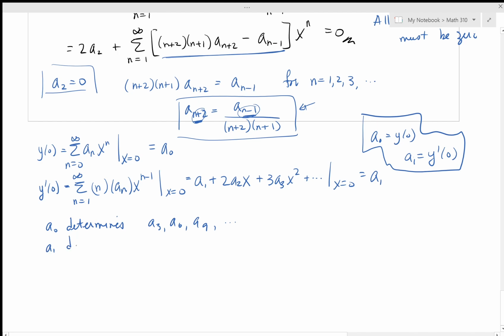A1 determines A4, 4 being 3 more than 1, and then similarly A7, A10, etc. And A2, which is equal to 0, determines all of these ones, A5, A8, A11. So it immediately follows that all of these are 0.